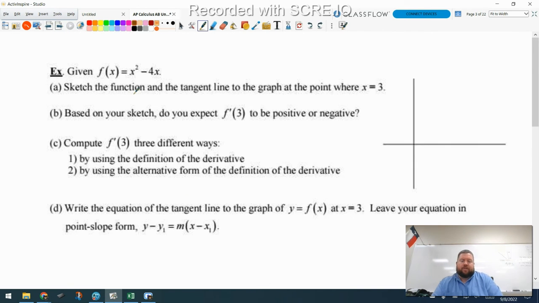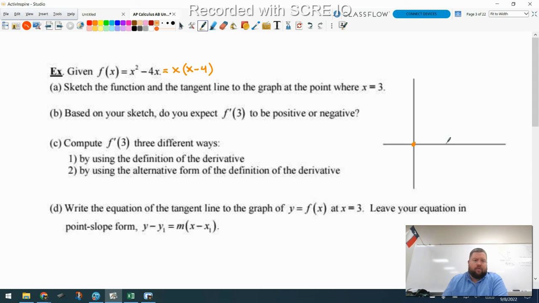All right. So last problem we're going to do, we're going to find a derivative, which we haven't exactly done yet, using our definition of derivative. And then we're going to use that derivative to do a couple things. Okay. So first thing they ask us to do is just sketch the function and a tangent line at the point x equals 3. Okay, so if we're going to sketch this, I think I want to find the zeros. So we can factor x times x minus 4. So we get zeros at 0 and 4.